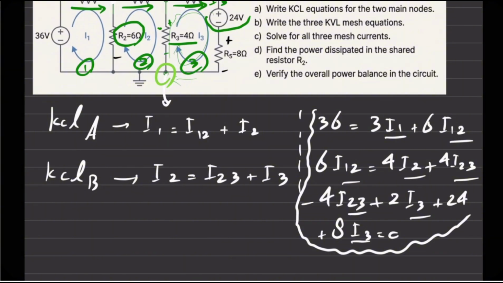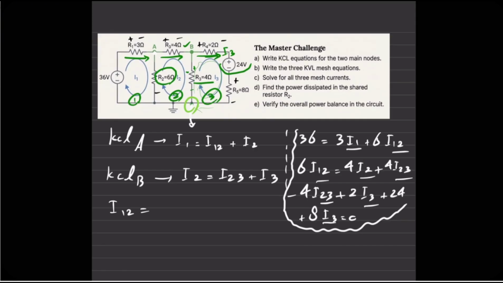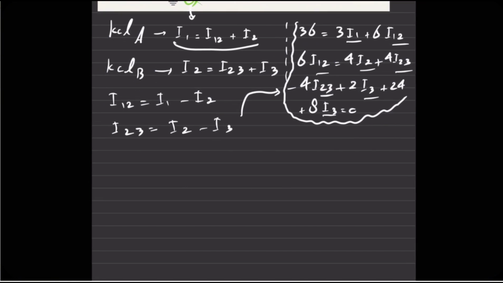How can I get rid of that? As you can see over here, I12 equals what? If I do it backward, it equals I1 subtracted by I2. I23 equals I2 subtracted by I3. By substituting these into the equations, I can change my equations themselves. As simple as that.